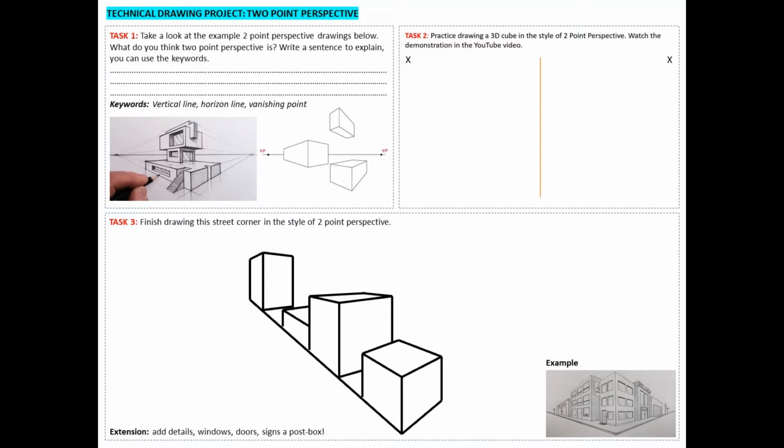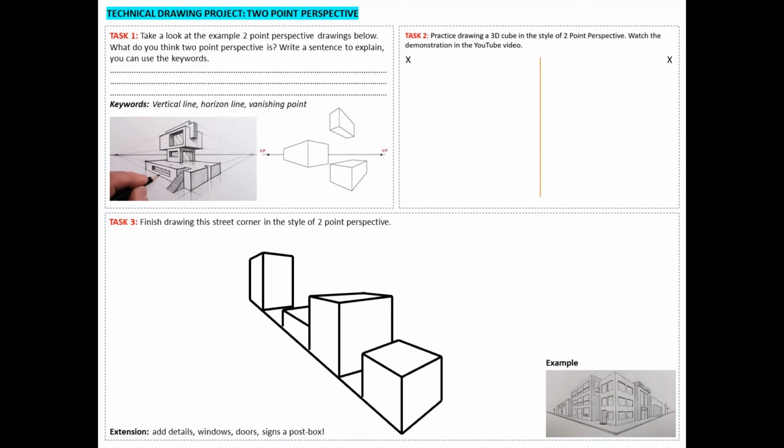So if you remember last lesson we looked at a 1-point perspective drawing, and this is where we have a horizon line. So we have our horizontal line, and on that line we have one point known as the vanishing point, and the diagonal lines of our drawing, or the object that we're drawing, they all go towards that one vanishing point. A 2-point perspective drawing isn't that different.